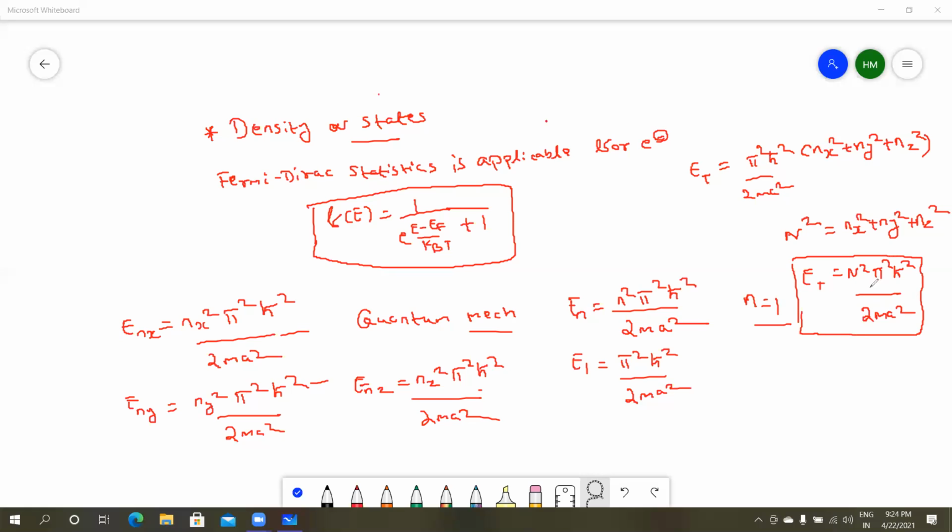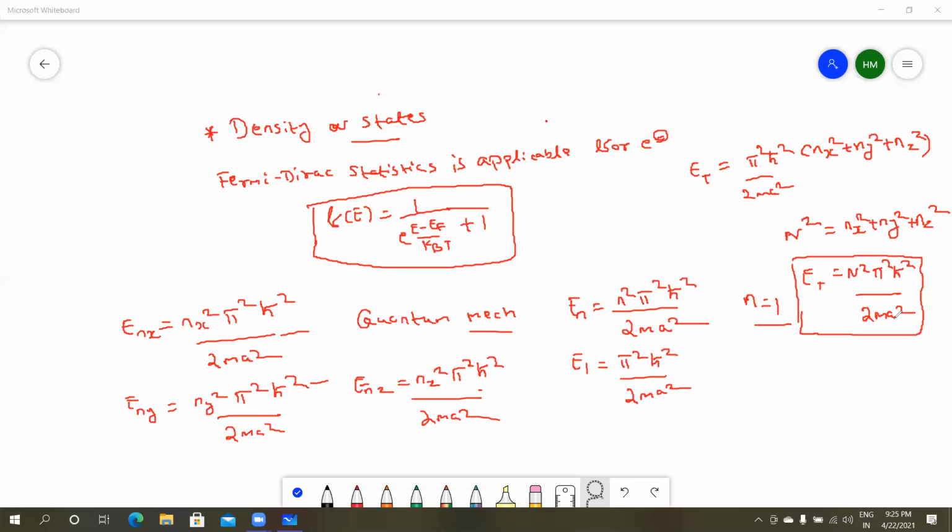This is when the length of the cube is a. If you consider a cube, the length, breadth, and height are going to remain the same. In that particular case, you can take this formula, N²π²ħ²/2ma². This is my total energy for a particle in a 3-dimensional box.